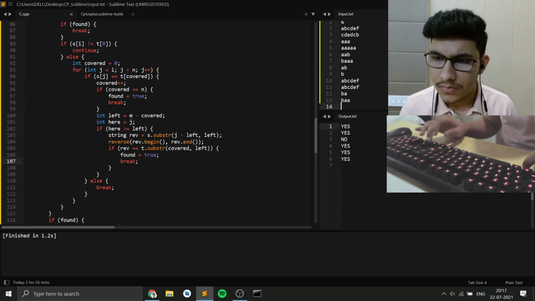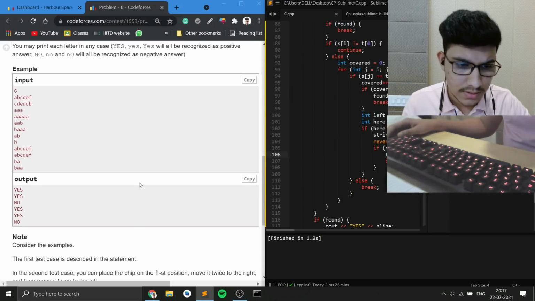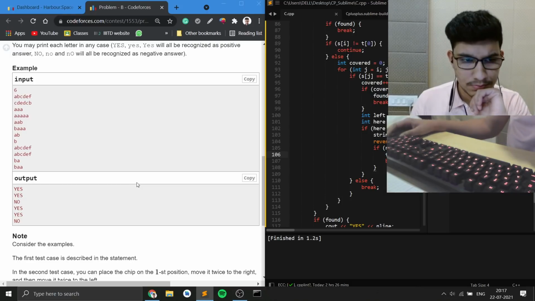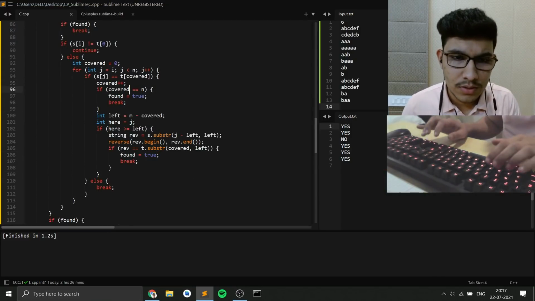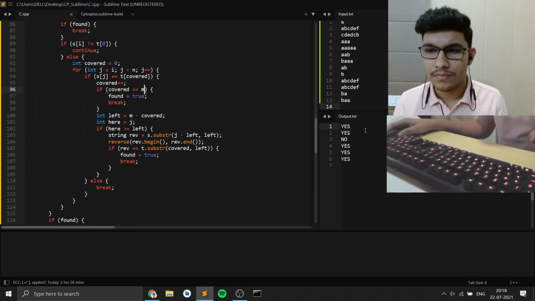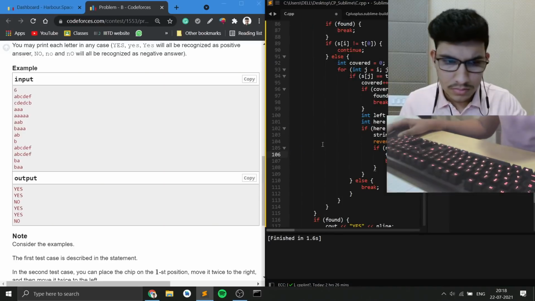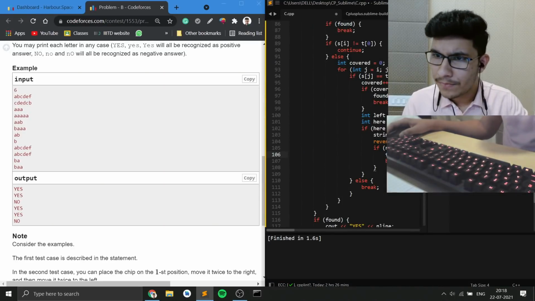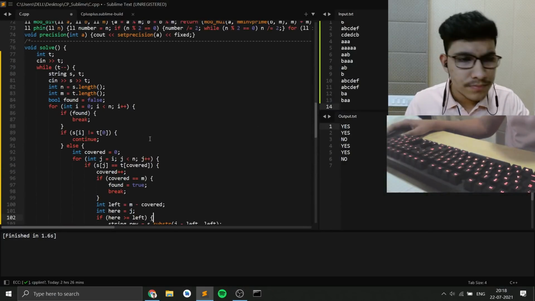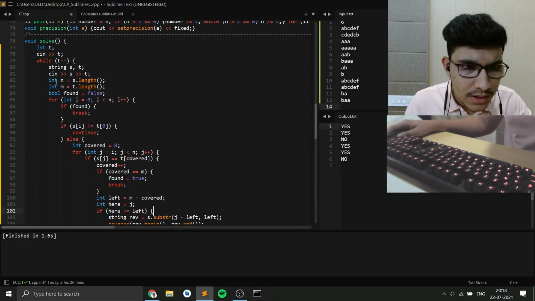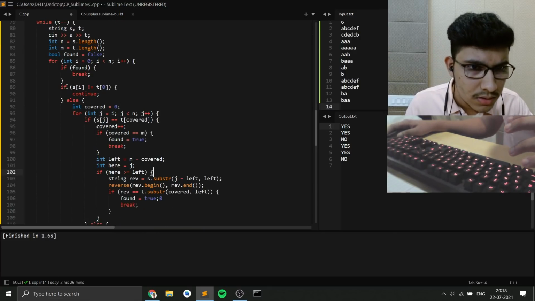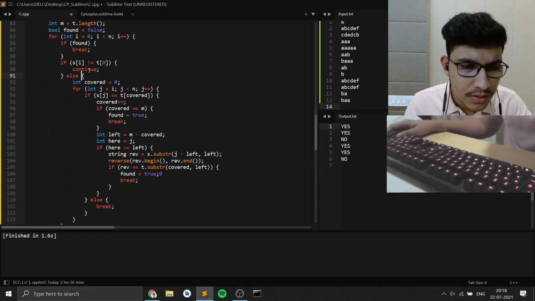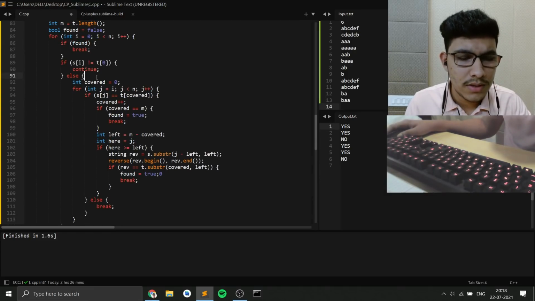Okay. So in the last one, I'm getting a yes, and I should be getting a no. If covered equals m, it should be. So now I think it is working fine. Let me just read the code once again. So I have strings s and t, I found the length of both of these strings, and then I've maintained a variable which says I haven't found the answer. So if I find it, then I simply break.